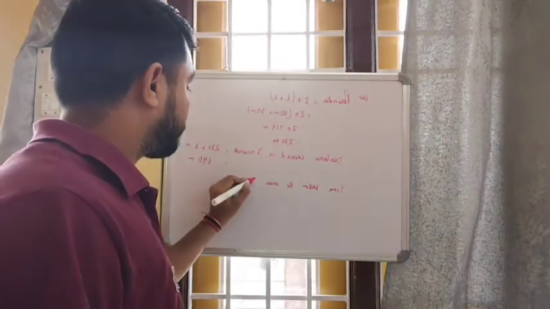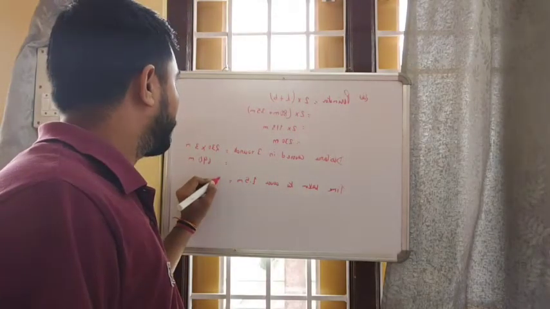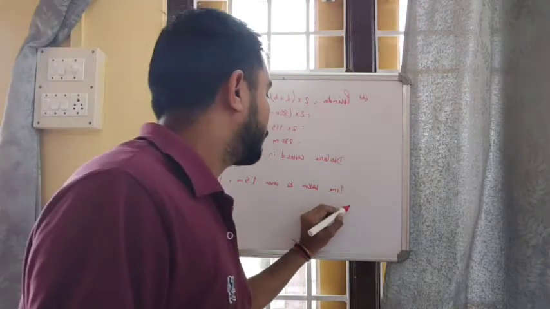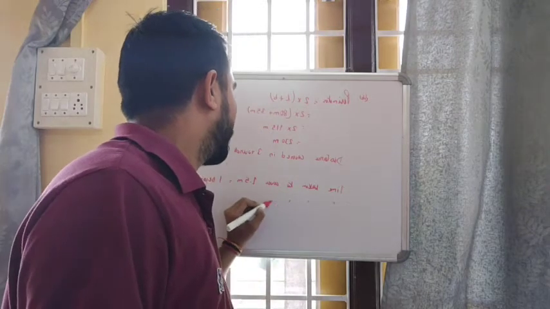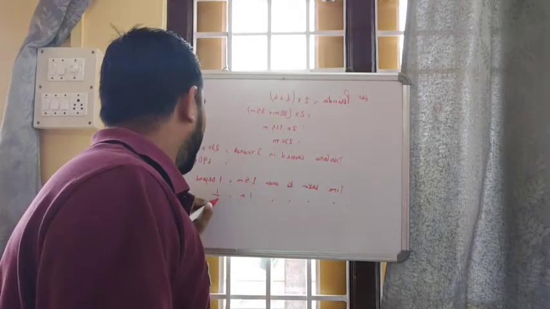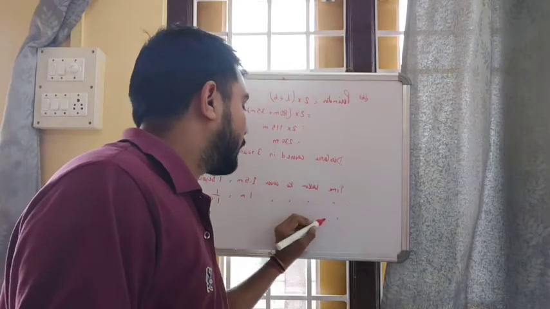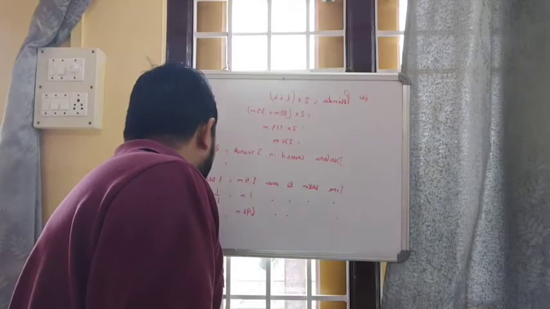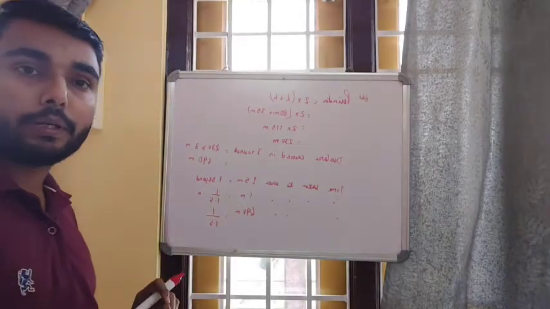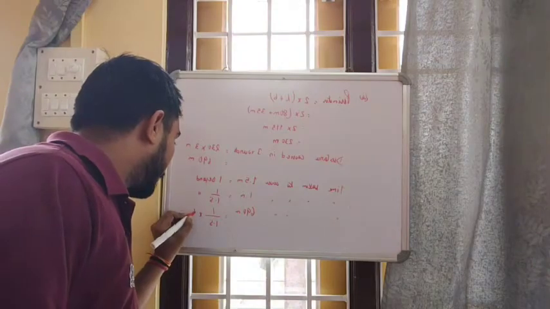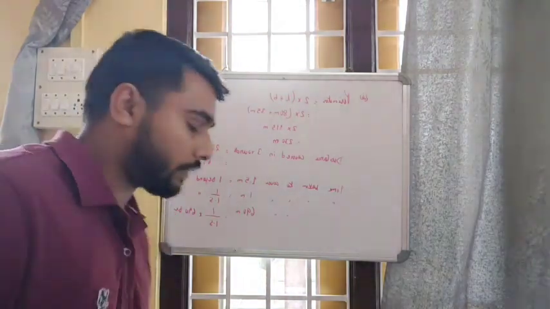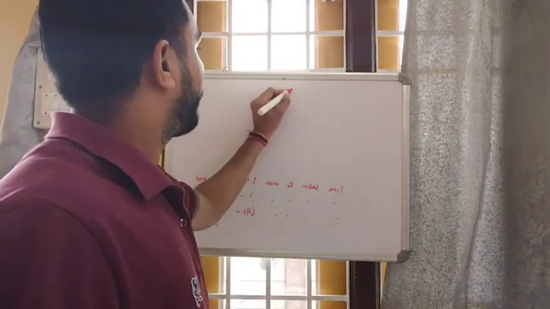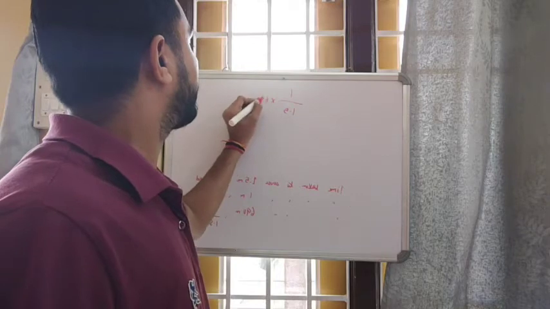Time taken to cover 1.5 meter is equal to 1 second. Therefore, time taken to cover 1 meter is 1 by 1.5 second. Time taken to cover 690 meter will be 1 by 1.5 into 690 seconds. Now we are going to calculate it.